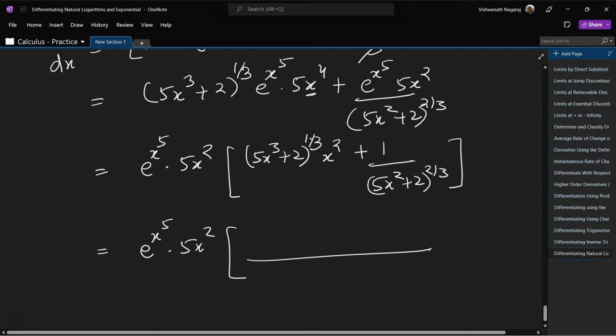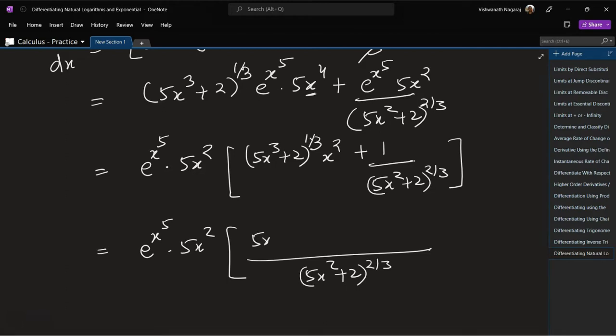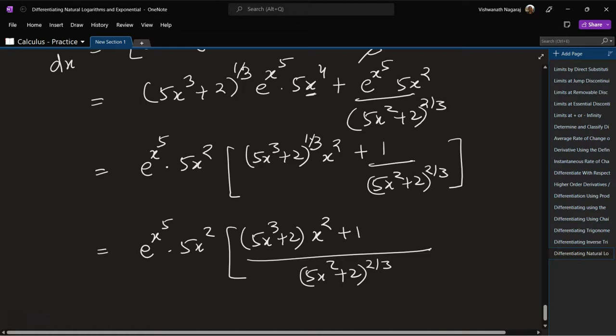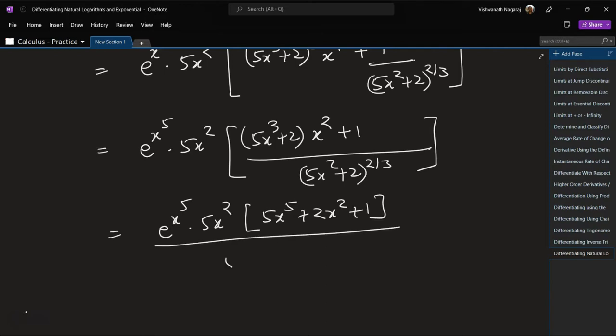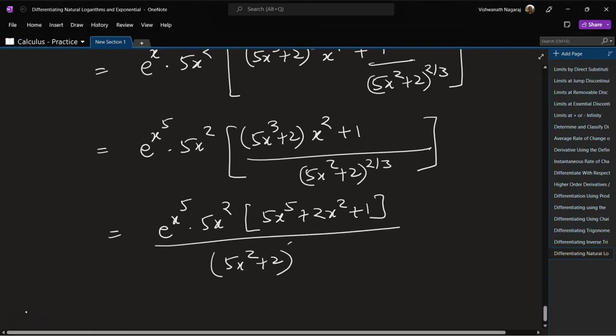Now let's take LCM. 5x cube plus 2 to the power of 2 by 3. Now let's multiply this. We get 5x cube plus 2 to the power of 1 by 3 plus 2 by 3 when we multiply. So we get 3 by 3, which is 1, and x square plus 1. Okay, let's simplify it. e to the power of x to the power of 5 times x square times 5x to the power of 5 plus 2x square plus 1 by 5x cube plus 2 to the power of 2 by 3.